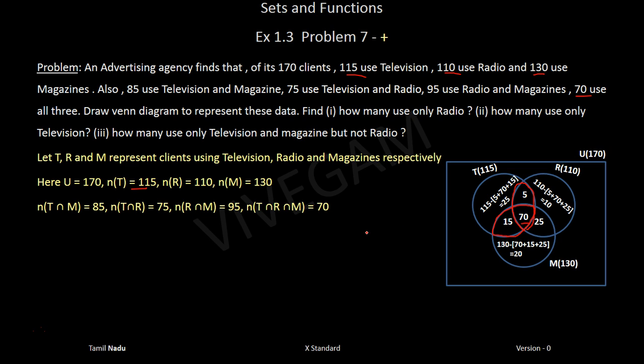How much is that? T intersection R is 75. So this whole thing is 75. But this is already, we have taken as 70. So which means this area is 75 minus 70, that is 5.